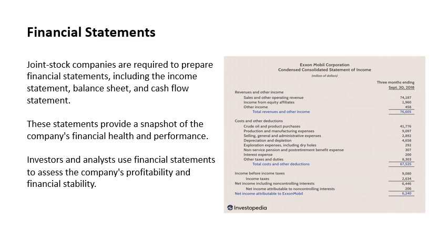Joint stock companies are required to prepare financial statements, including the income statement, balance sheet and cash flow statement. These are the popular statements which are very familiar in financial reporting and also in investing strategies. These statements provide a snapshot of the company's financial health and performance. Investors use financial statements to assess the company's profitability and financial stability.